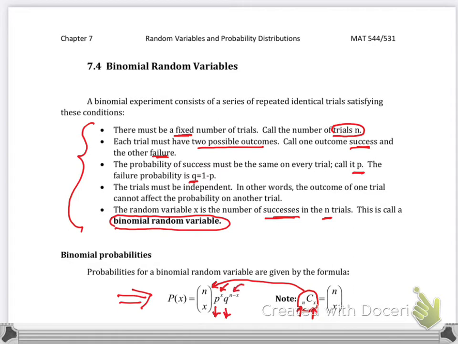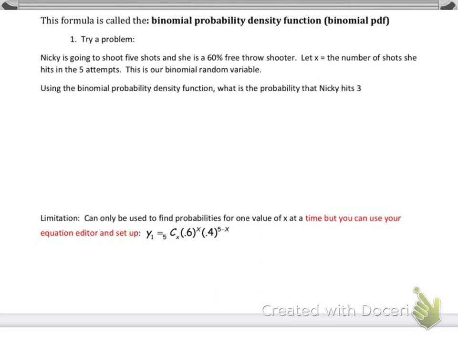So let's try to use this given a problem. It'll make a lot more sense that way. So let's go to the next page. I'm going to write that formula down again, right here. So try a problem. Let me say that the probability of x equals, I prefer to use this notation, nCx times P to the x, and then Q to the n minus x. Okay, so that's our equation.